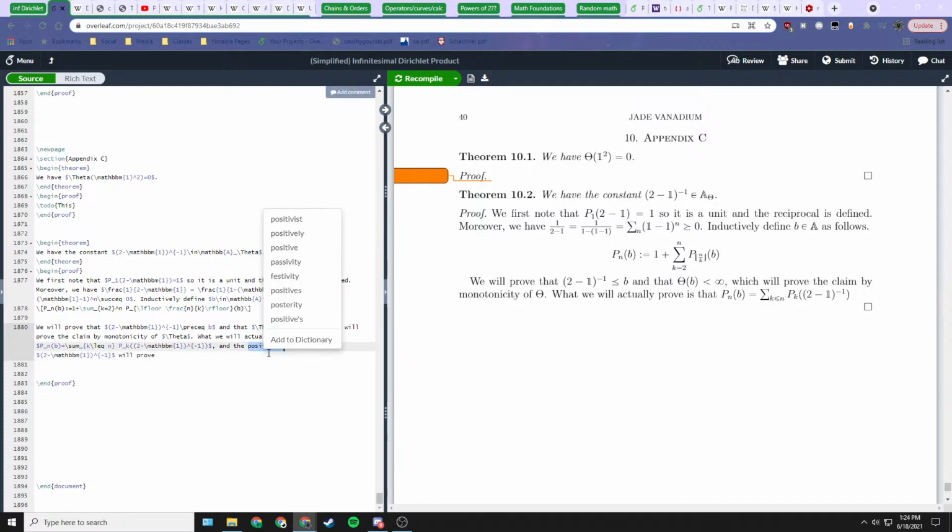Is this correctly spelled? Yes, Overleaf just doesn't like it. Well, it's a word now.